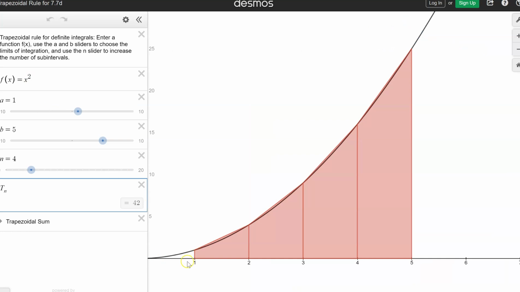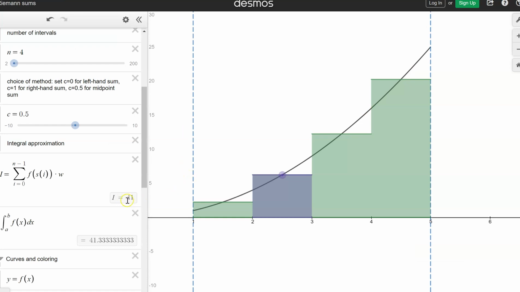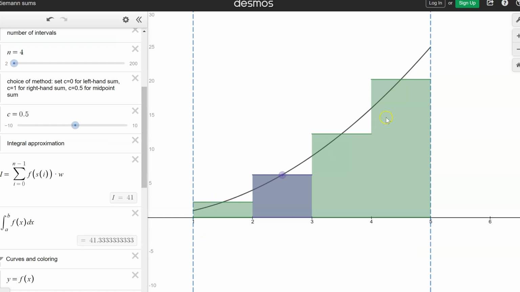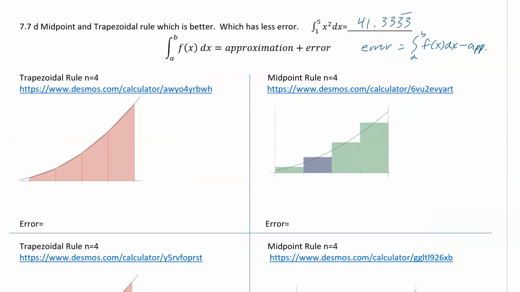If we use trapezoidal rule on this, we would end up with 42. And if we use midpoint, we'd end up with 41. So we have 41 and we have 42. One is an overestimate, the other is an underestimate. This one is an overestimate of 42, and this one is an underestimate of 41.